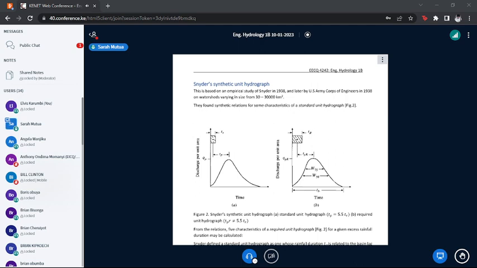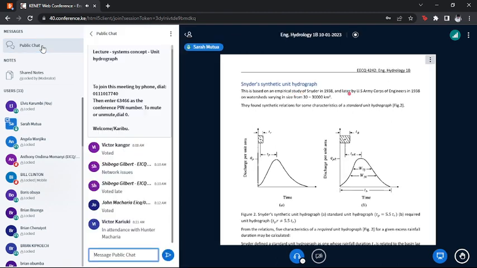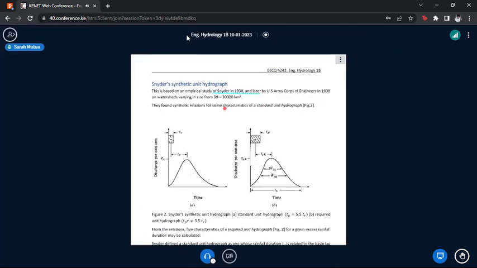This particular hydrograph was developed based on an empirical study done by, and named after, Snyder in 1938, and it was modified by the USACE, the US Army Corps of Engineers. That is the Army wing of engineers in charge of, probably, civil engineering.